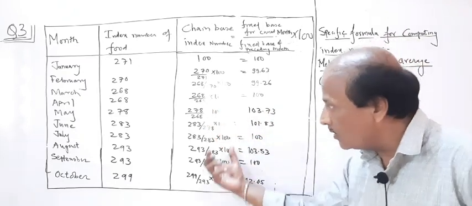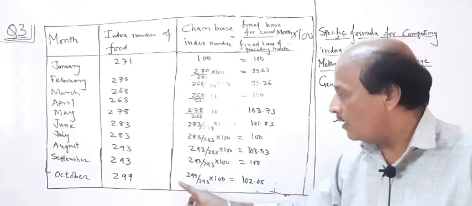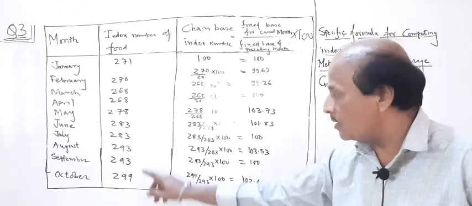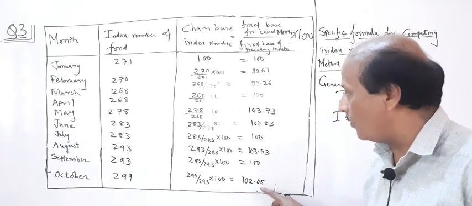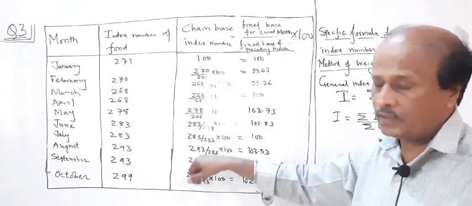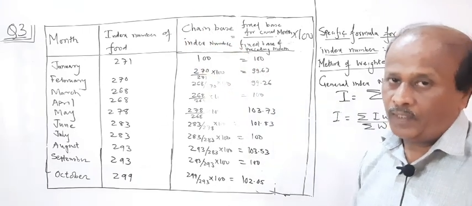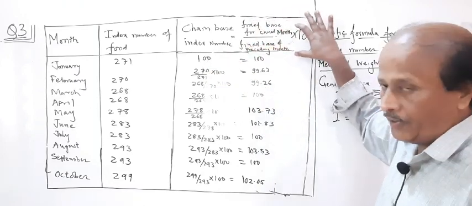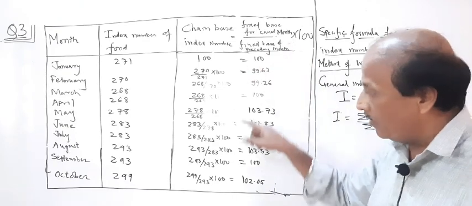So go on doing this calculation till the last. For example, for the last one the current month's value is 299 and the previous month is 293, multiplied by 100. So you will get 102.05. First of all, prepare this table vertically. See what they are asking you to find. Earlier we found the fixed base index number, now we found the chain base index number. Always write the formula here and be careful whether it is month or year, and then calculate successively.